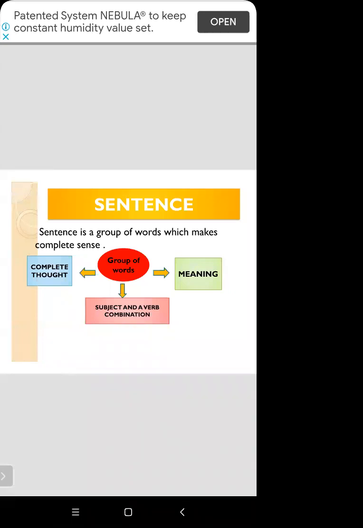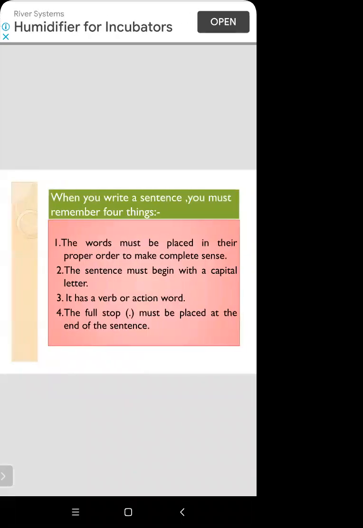Okay, it's a complete thought and a complete meaning. And lastly, a subject and a verb combination is very necessary to make a complete sentence. It makes a complete thought. So it has a subject and a verb combination. Clear to all students? Now, when you write a sentence, you must remember 4 things.